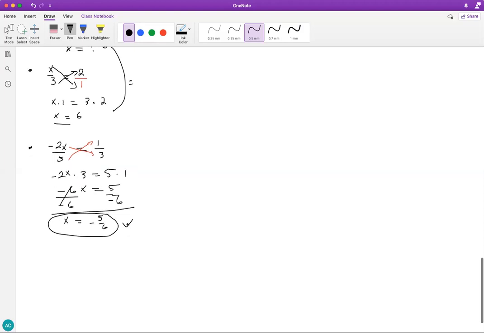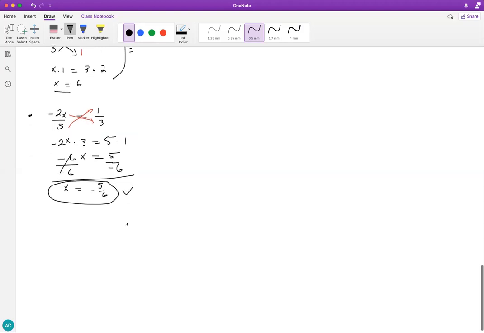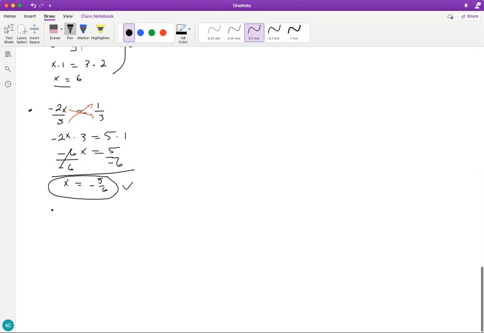That's how you solve equations with one or two fractions. Basically, cross multiplication is probably the easiest solution. You don't have to think about the common denominator or the LCD. Just cross multiply.